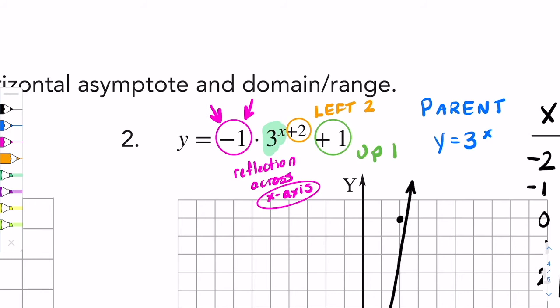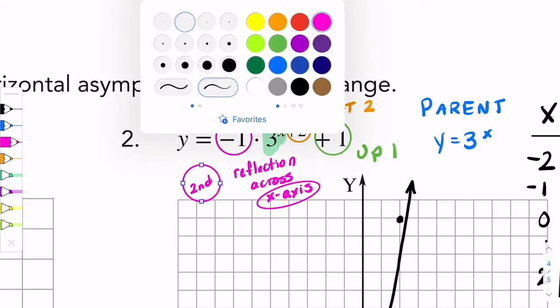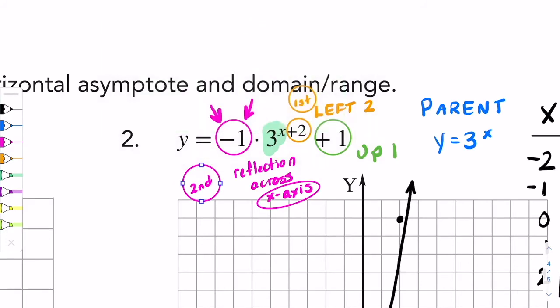Okay, following the correct order, the first thing you should always do is your left or right shift. So I'll label that first. Then you do your reflection, stretch, or shrink. So we'll label this second. And lastly, always last comes your up or down shift. So that's going to be our third step.